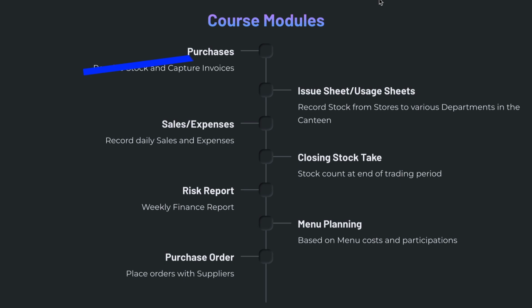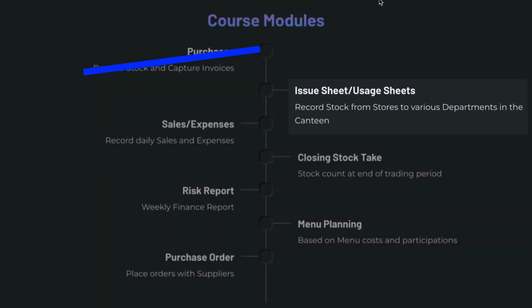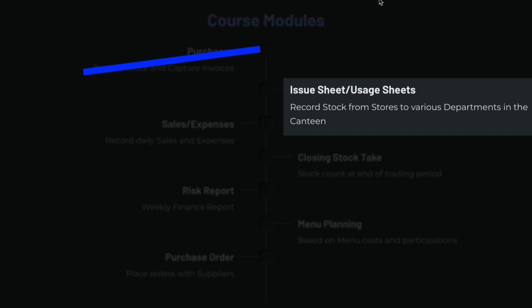That's it for the purchases lesson. Now that the received stock is in your storerooms, let's move on to the next module for issue sheets or usage sheets, which is all about how to track the movement of stock from your storerooms and cold rooms into the various departments at your unit for preparation.